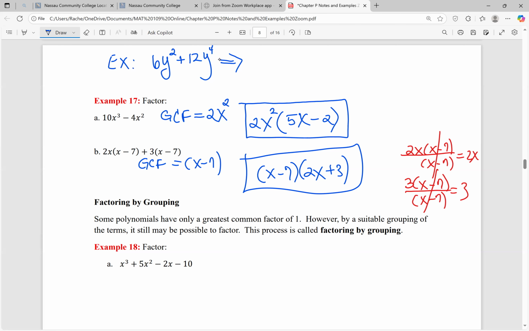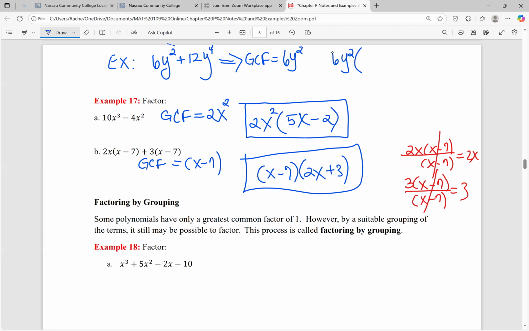So my GCF is going to be, between the 6 and the 12, I could factor out a 6. And then between the y squared and y to the fourth, they have a y squared in common because both y squared and y to the fourth are divisible by y squared. So 6y squared is going to be my greatest common factor. So now I could factor it out. So we're going to have 6y squared.